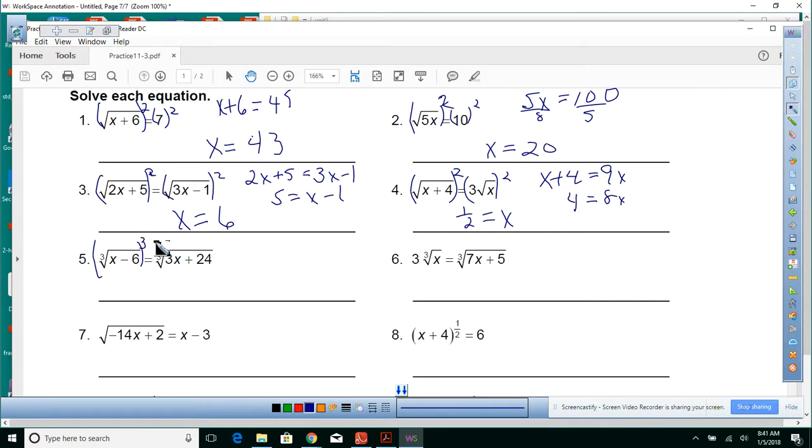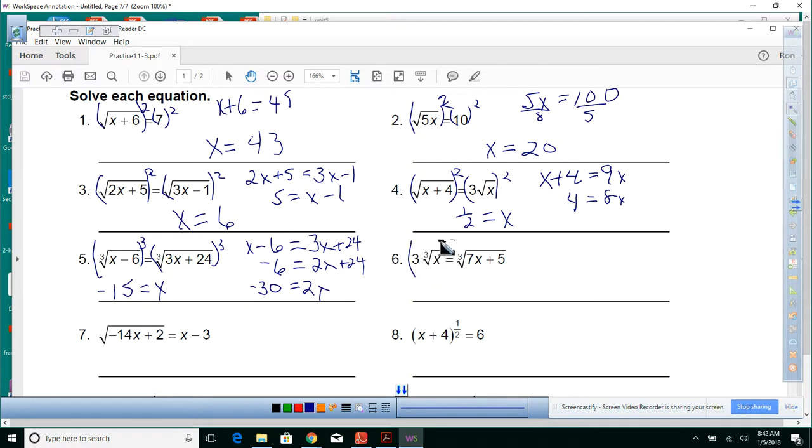Cube. And I get x minus 6 equals 3x plus 24. Subtract x from both sides. I got negative 6 equals 2x plus 24. Subtract 24 from both sides. I got negative 30 equals 2x. Divide both sides by 2, and I get negative 15 equals x.